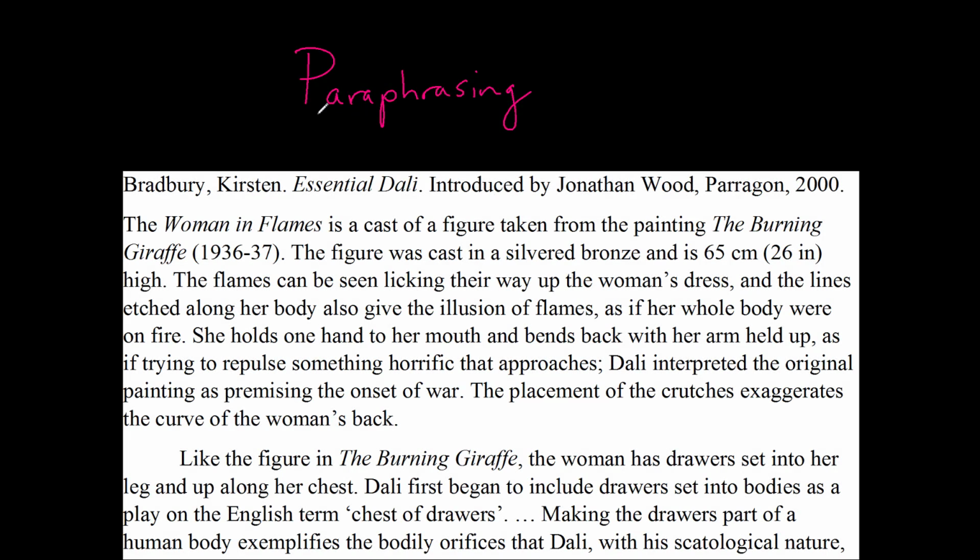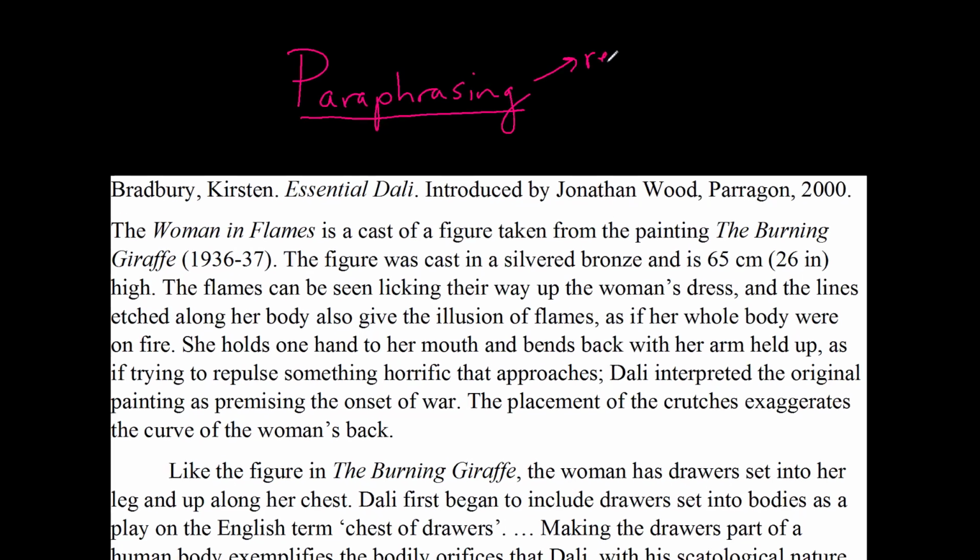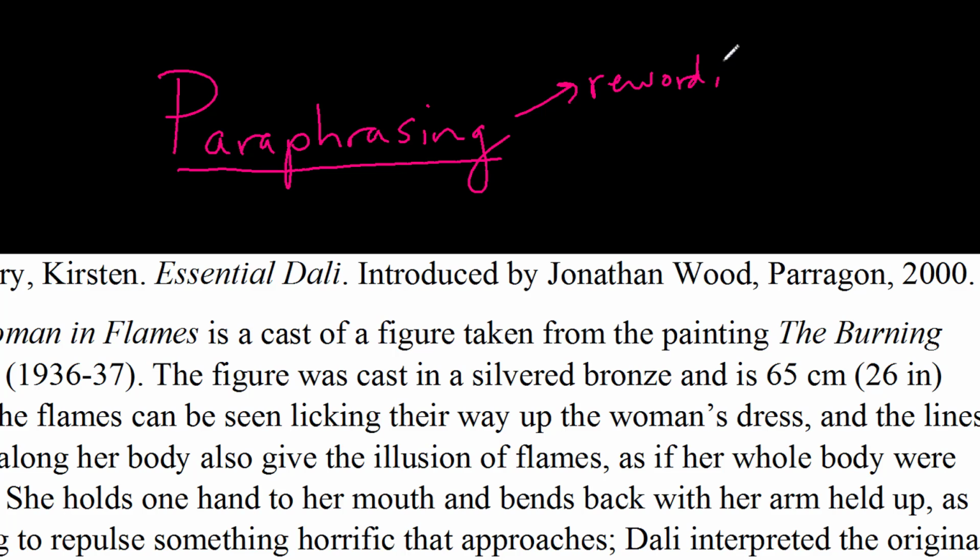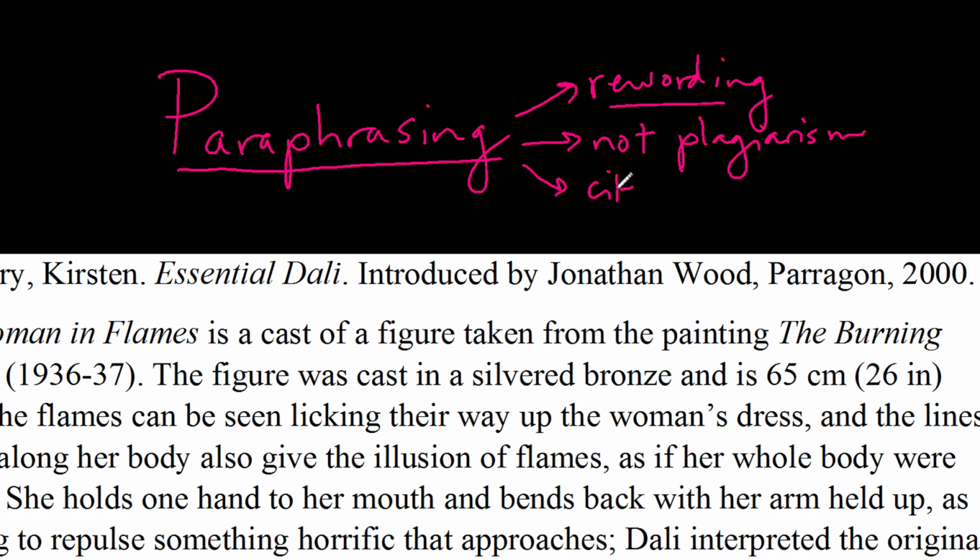Let's talk about paraphrasing. Paraphrasing is a great skill to develop as a writer. It's the rewording of somebody else's ideas, but you're not trying to pass these off as your own ideas. So you're not plagiarizing. This is not plagiarism. Instead, you are citing your source and you're passing these ideas along honestly.